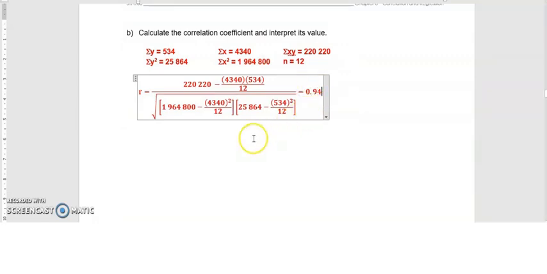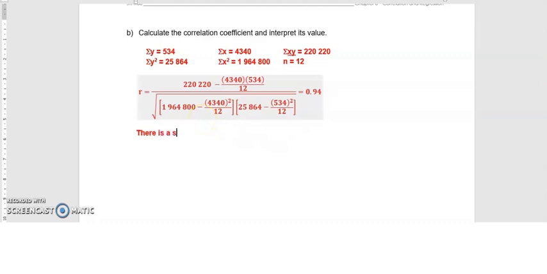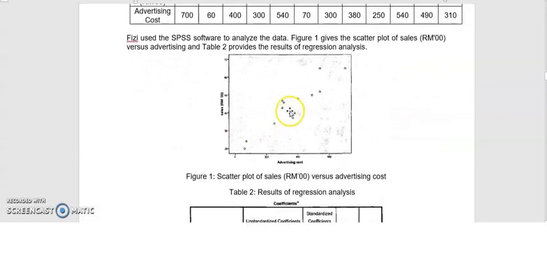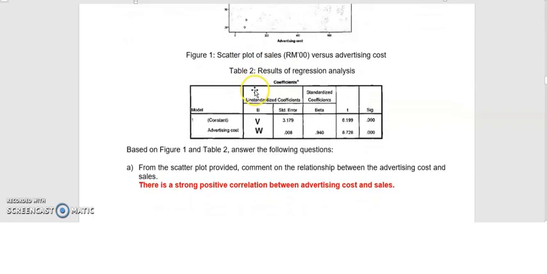Okay, interpret its value. So there is a strong positive correlation between advertising costs and sales. It is proof that when we use the coefficient of correlation, we also get a strong positive correlation. Based on the scatter plot just now, we concluded that there is a strong positive correlation.